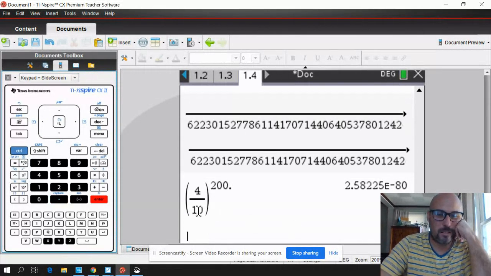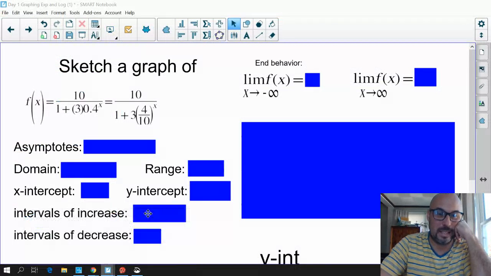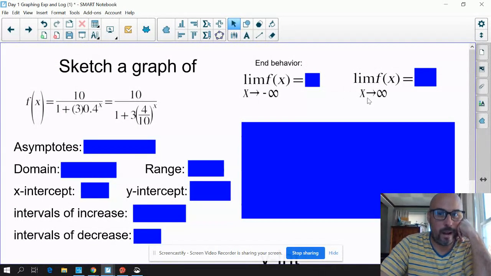Okay, so 4/10 to the 200th power is you move this decimal to the left 80 spots, so 79 zeros, and then 258. So I hope you're convinced that it's basically 0. When x approaches infinity, 0.4 to the x will become 0. So you have 10 divided by 1 plus 3 times 0, which is 10 divided by 1. So the y values approach 10, because 10 divided by 1 is 10.